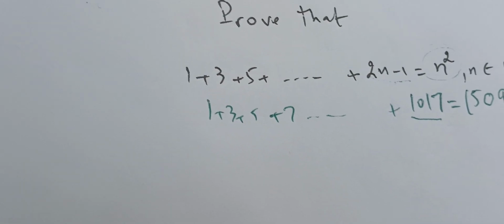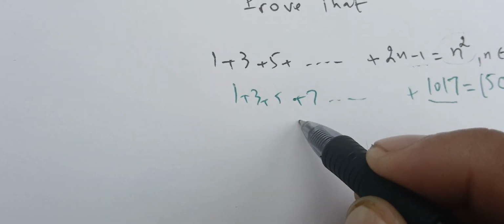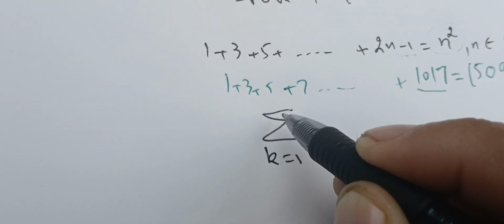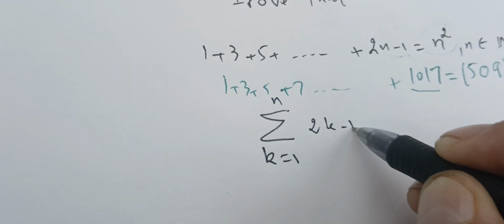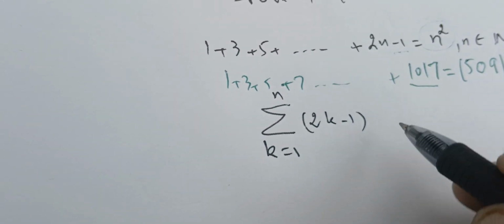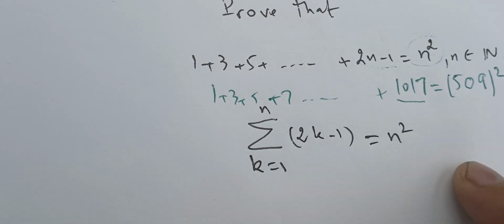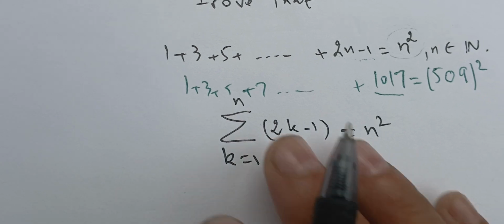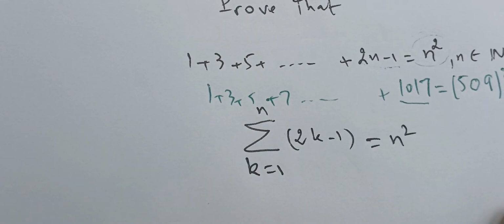Okay, there is another way we can write this in sigma notation. We start from k from 1 to n, and we have the sum of 2k minus 1 is equal to n squared. So this is a condensed notation for this one here. Now, how can we prove this result? We can prove it using mathematical induction.